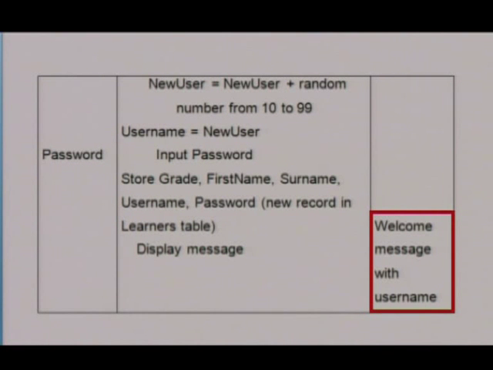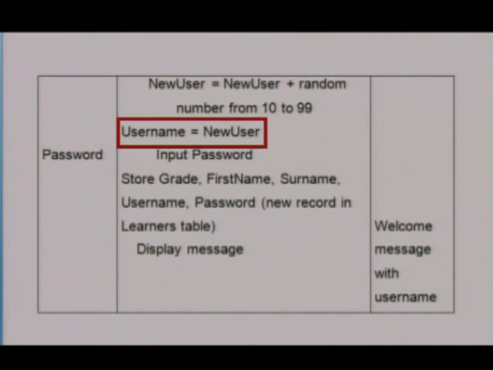Notice that there is a variable named new user that will be used during processing. When you write your program, look for variables like these and the variables mentioned in the input and output columns. It is very easy to see which variables must be declared as local variables. Grade, first name, surname, password, new user, and username.